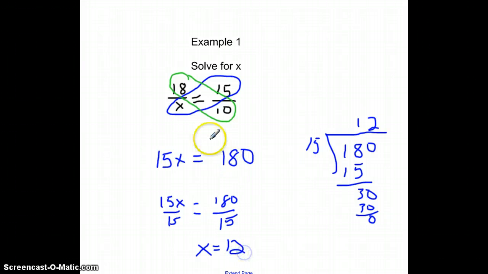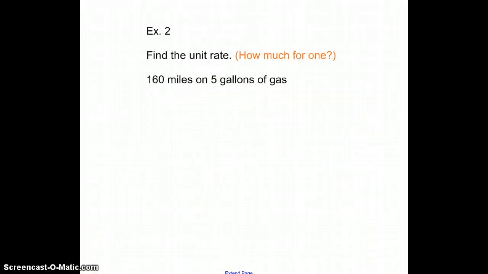Okay, so essentially 18 over 12 is the same thing as 15 over 10. That's what they're telling us. Fraction equals a fraction, cross multiply. Alright, let's take a look at example 2. This is a slightly different kind of proportion, but same thing. We're going to end up with a fraction equals a fraction, and we cross multiply. Always and forever.